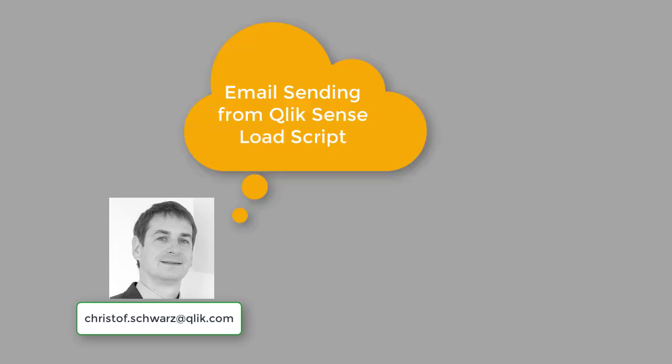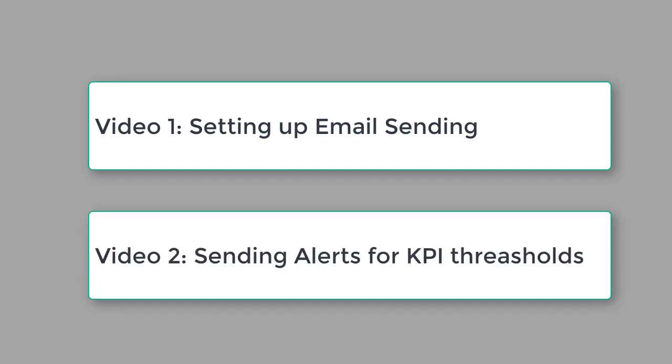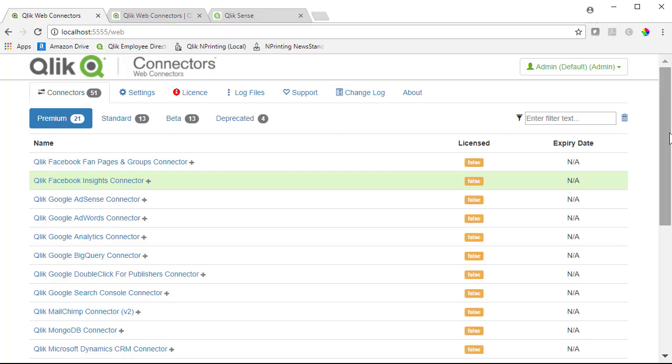With this video, I'd like to show you how you can set up the email sending function from Qlik Sense from the load script. This is video number one, where we will be setting up the functionality, whereas video two is about creating alerts when certain data conditions are met. For example, KPIs are below or over a threshold. But let's set it up first.